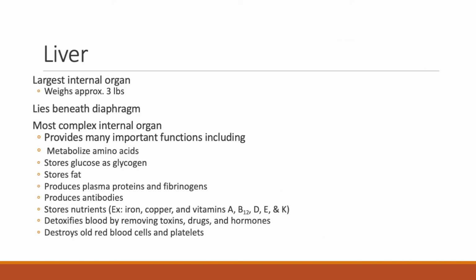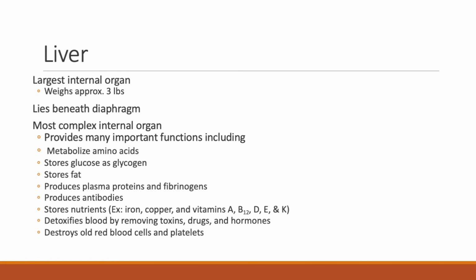The liver is the largest internal organ. It weighs approximately 3 pounds. Again, the liver is the largest internal organ. It lies beneath the diaphragm. The diaphragm is the muscle that goes from one side of your ribs to the other and divides your respiratory system from your digestive system and the other organs that are in your abdominal cavity.